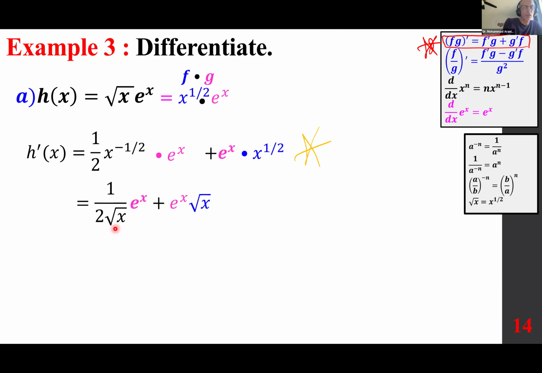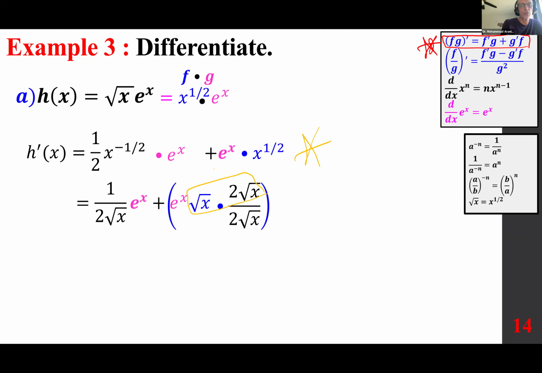We notice this has a denominator 2 square root of x, so we can create a denominator here. So we're going to multiply and divide by 2 square root of x. Therefore, we have the same denominator as this one. We have the same e to the power of x. So what is the product here?